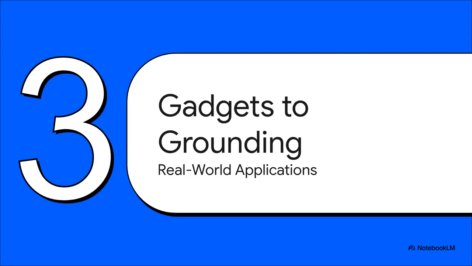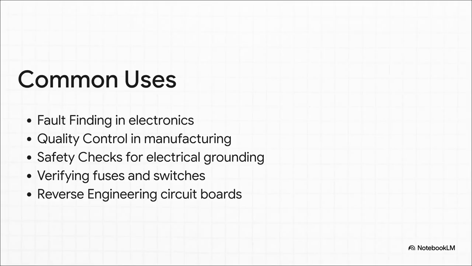Okay, so we know what continuity is, and we know how to test for it. But why does this super simple test matter so much? Well, as it turns out, it's absolutely critical in a huge range of real-world situations. I mean it, this simple test is kind of a superhero in disguise. Technicians use it all the time for fault finding, hunting down that one bad wire in a super complex machine. Manufacturers use it for quality control on literally everything from cars to computers. But maybe most importantly, electricians use it for safety checks to make sure your home's grounding system is solid. That's the wire that gives a dangerous surge a safe path to the earth, protecting you and your family. Heck, people even use it to figure out how old mysterious circuit boards were designed.